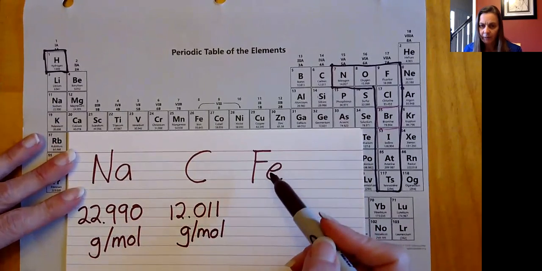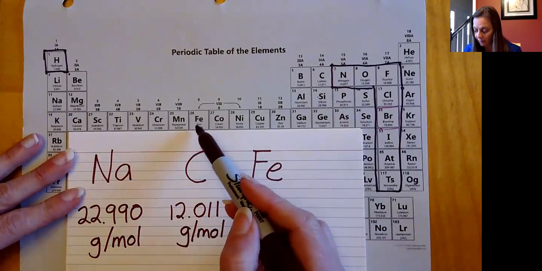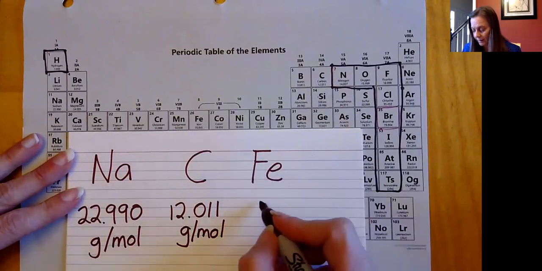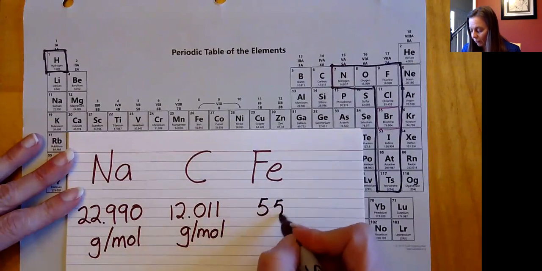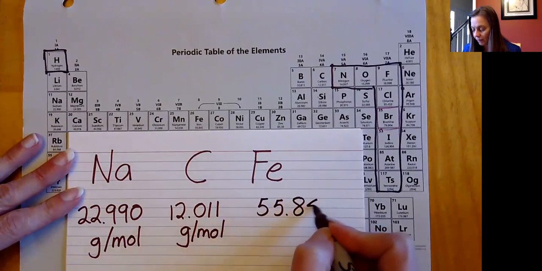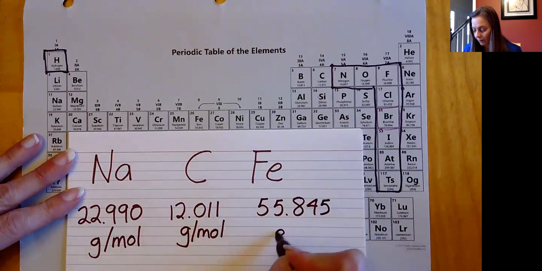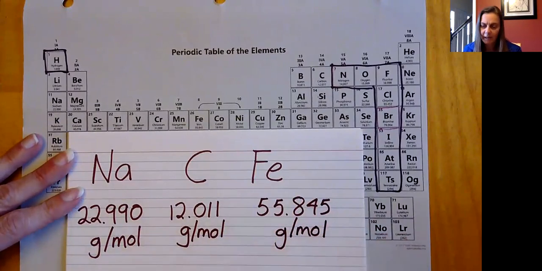So iron, we know, is in the metals, so it's in the middle of the periodic table as a transition metal, and its mass is 55.845 grams per mole. So again, these are molar masses, so they're in units of grams per mole.